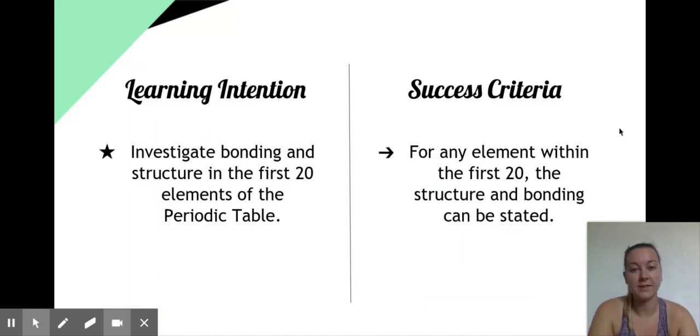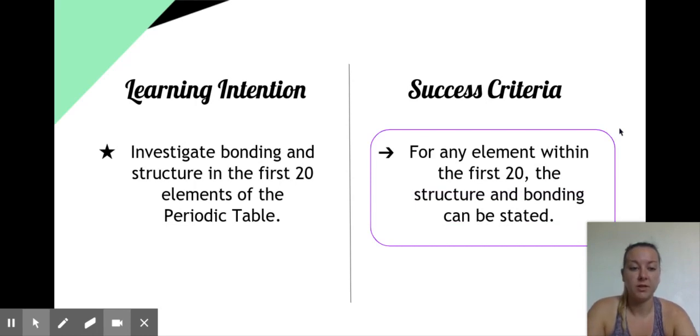So that is a very quick run through of everything you need to know for the first 20 elements. It's very, very straightforward, and most of it is actually revision from National 5, so it's not too tricky. So for any element within the first 20, you can state the bonding and structure.